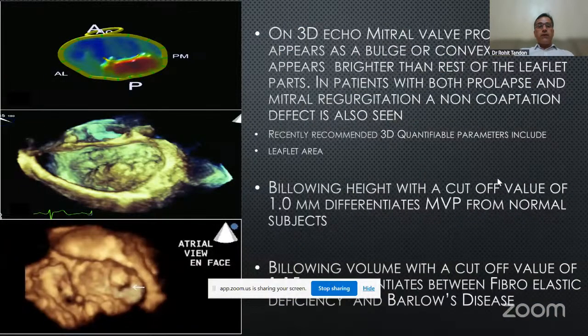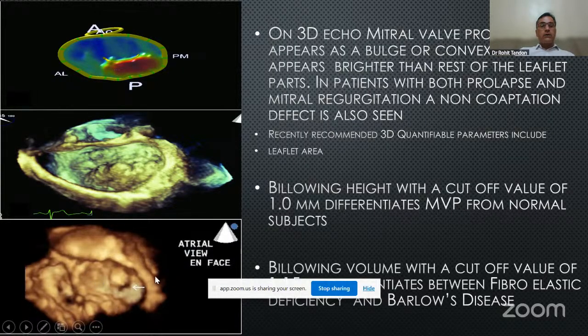Then, as we discussed about three-dimensional echo, in three-dimensional echo mitral valve prolapse appears as a bulge. Now this is an atrial en face view where the prolapsing segment appears as a bulge or a convexity, and this appears brighter than the rest of the leaflets.